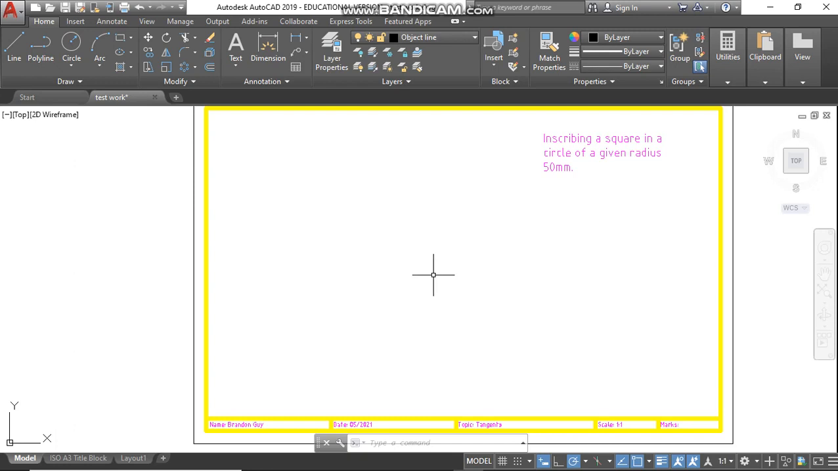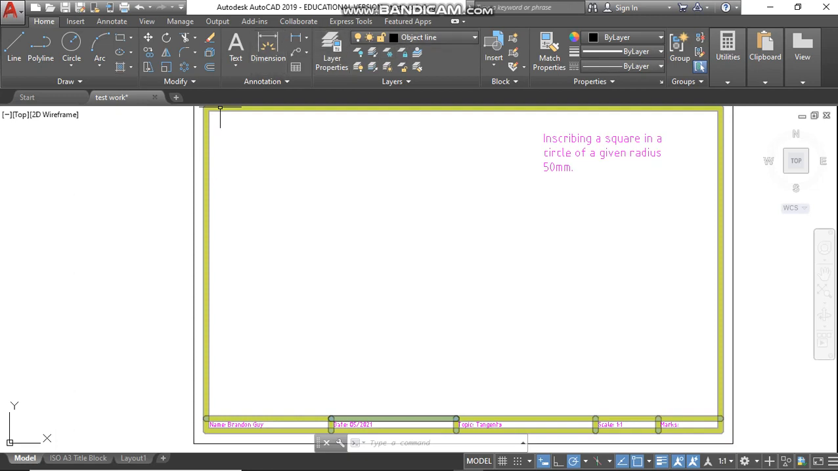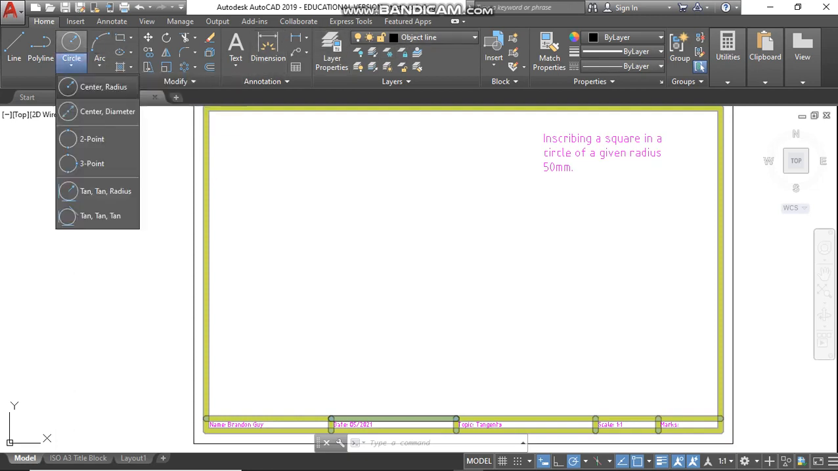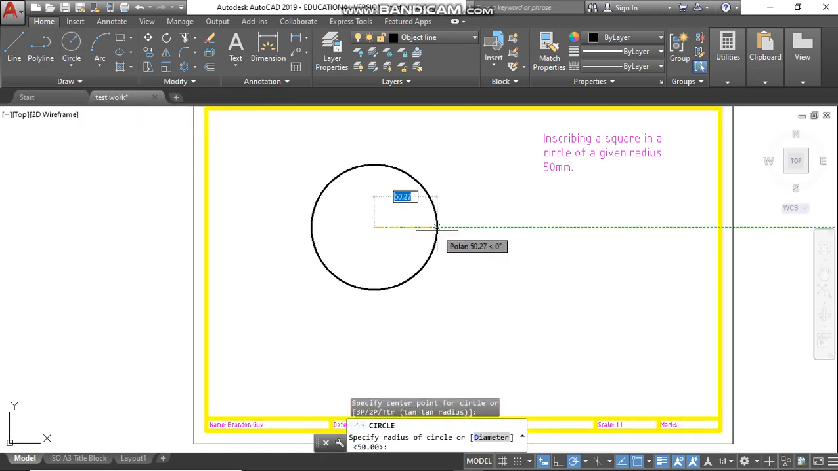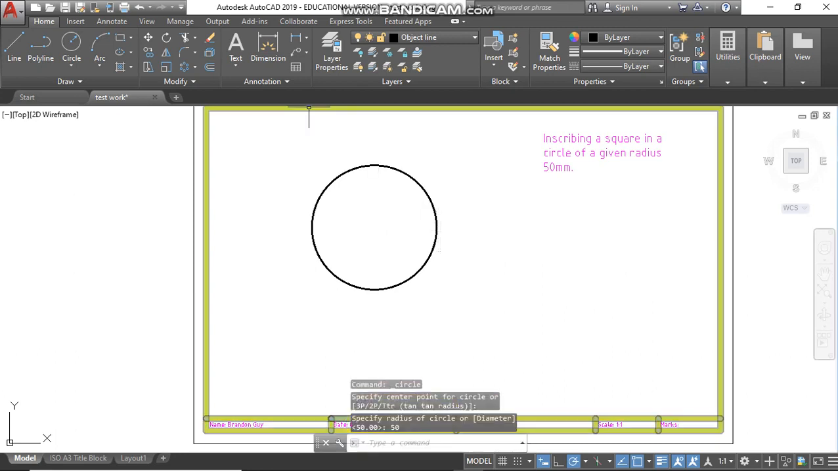First thing first, we're going to draw our circle. So we're going to go to the circle tool, center radius, and then draw a circle, 50, and go to the construction line.